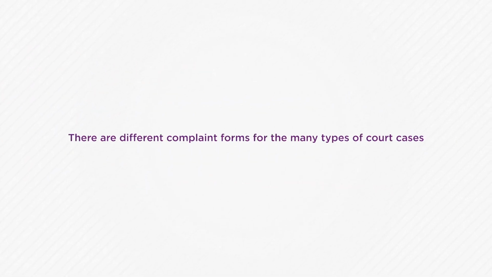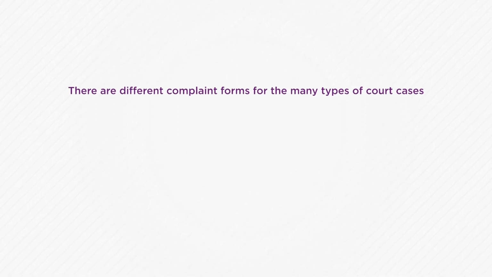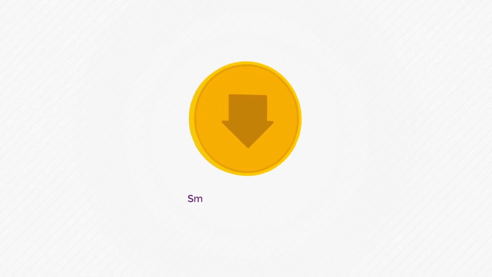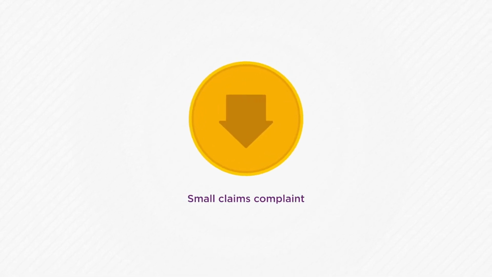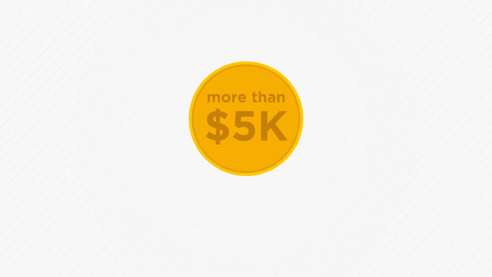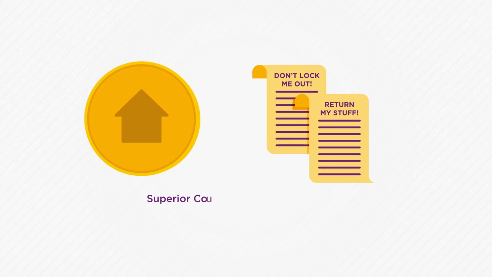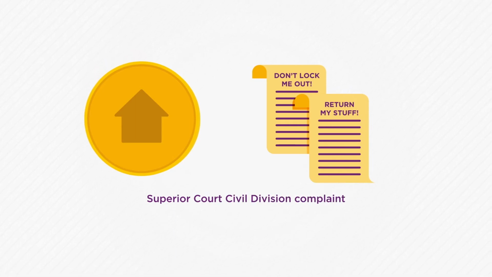There are different complaint forms for the many types of court cases. For example, if you want to sue someone for $5,000 or less, use a small claims complaint form. If you need to start a lawsuit for more than $5,000 or ask for something other than money, use a Superior Court Civil Division complaint form.